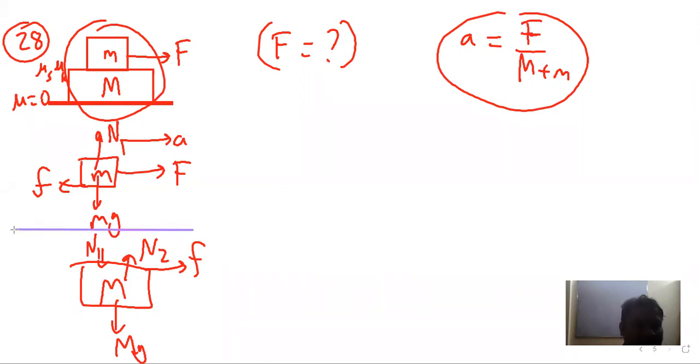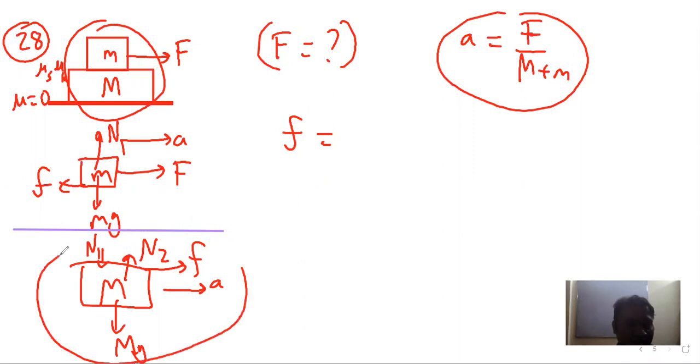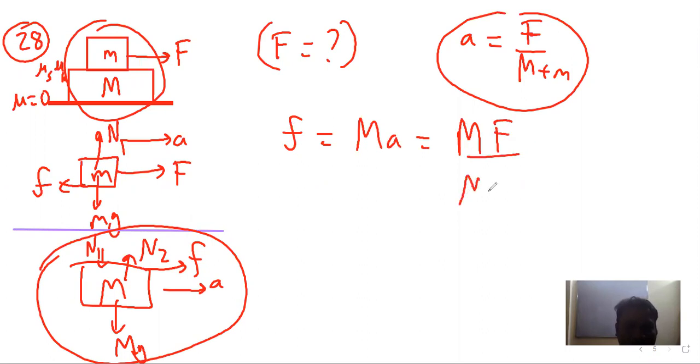Let me show the divider between these two diagrams. Finally, we also have the acceleration of the second block. It is the same acceleration. So small f, if I consider the lower block, it will be capital M into A, so capital M into capital F upon M plus m. So this will be the value of friction. Now, in this case, we have to find the value of capital F.